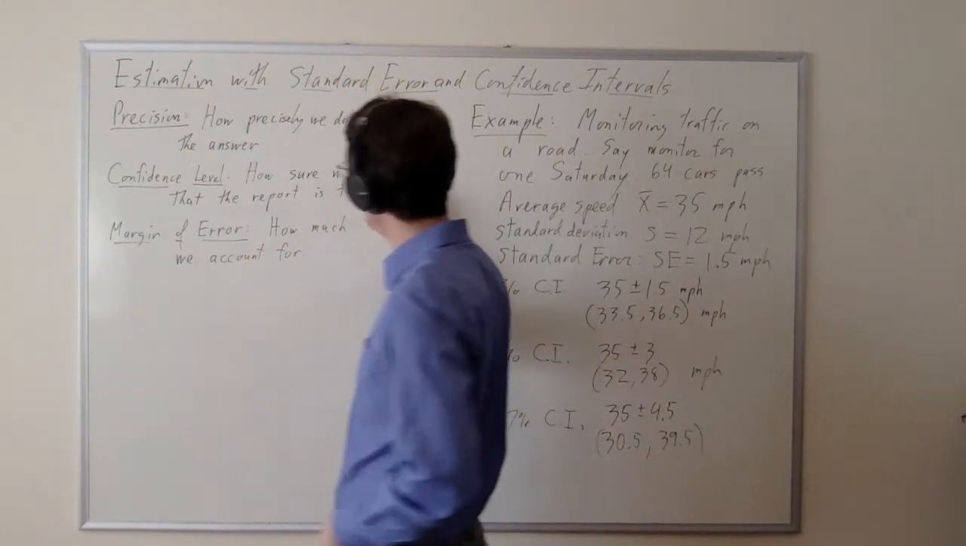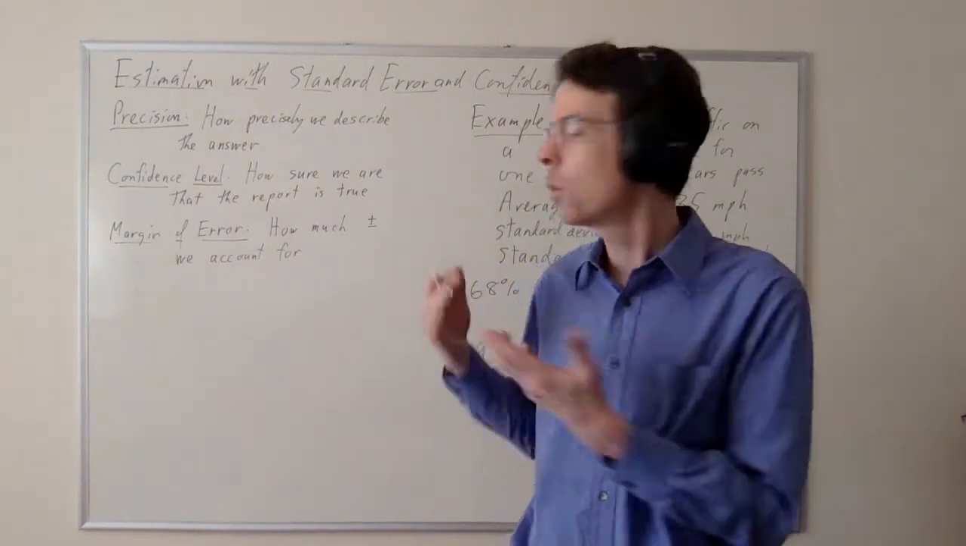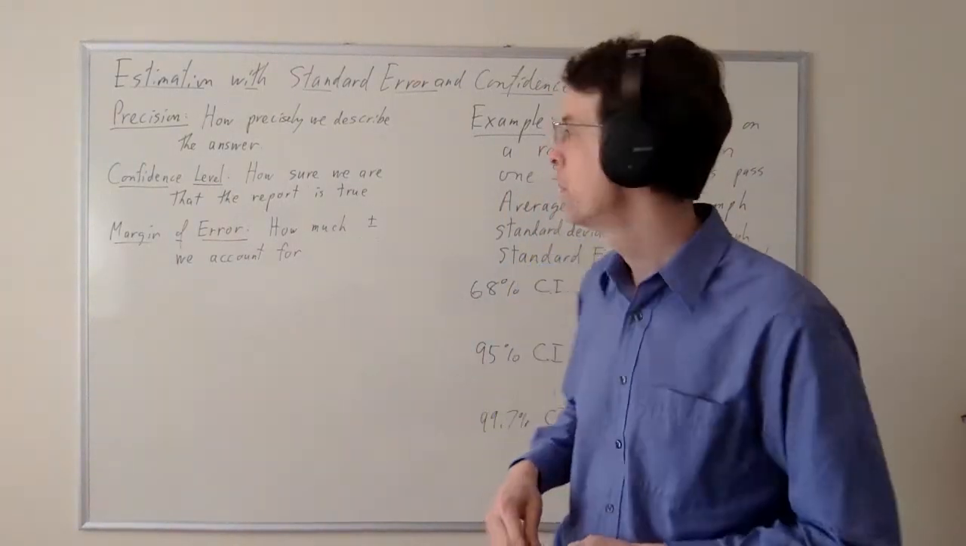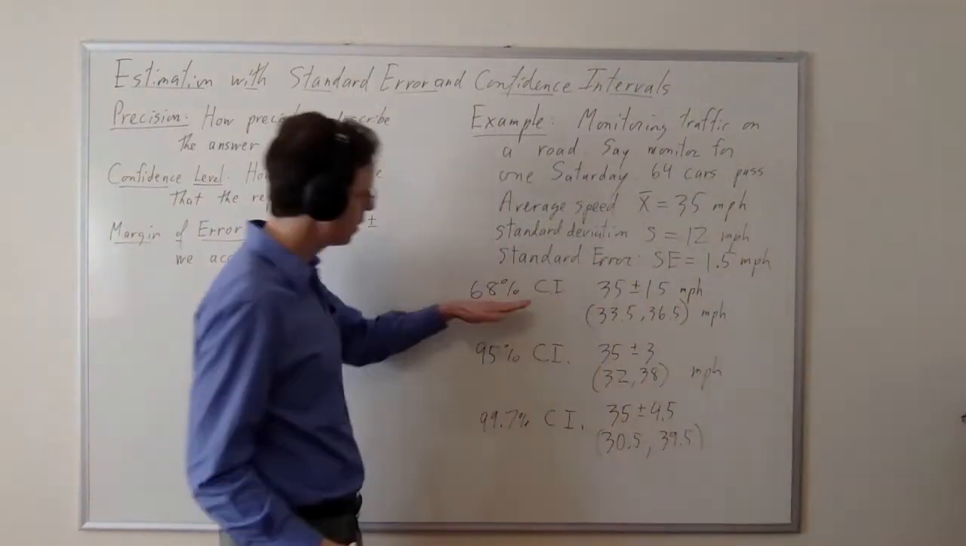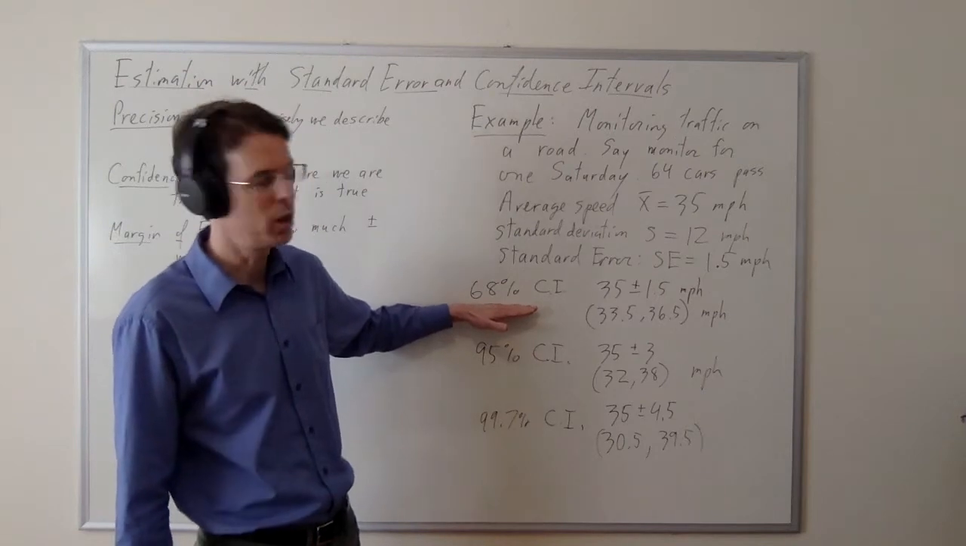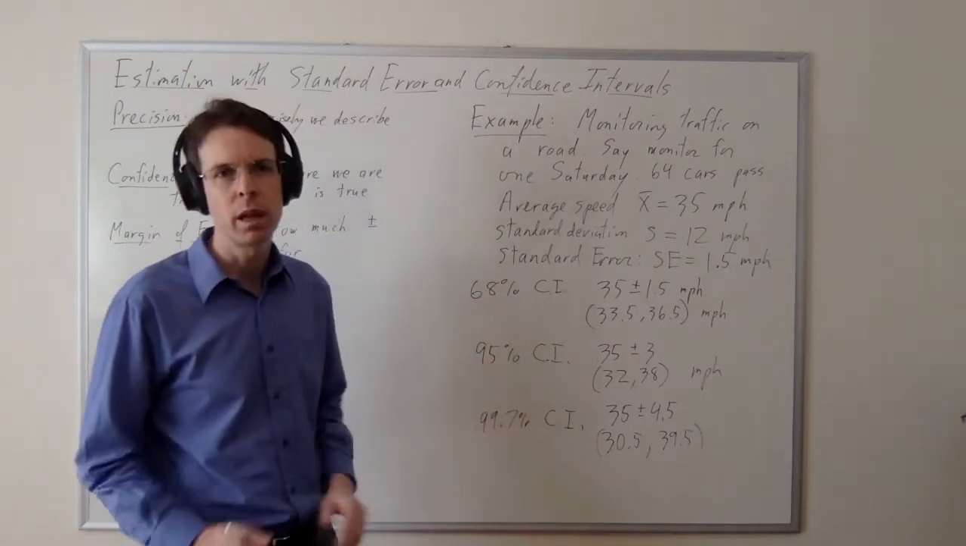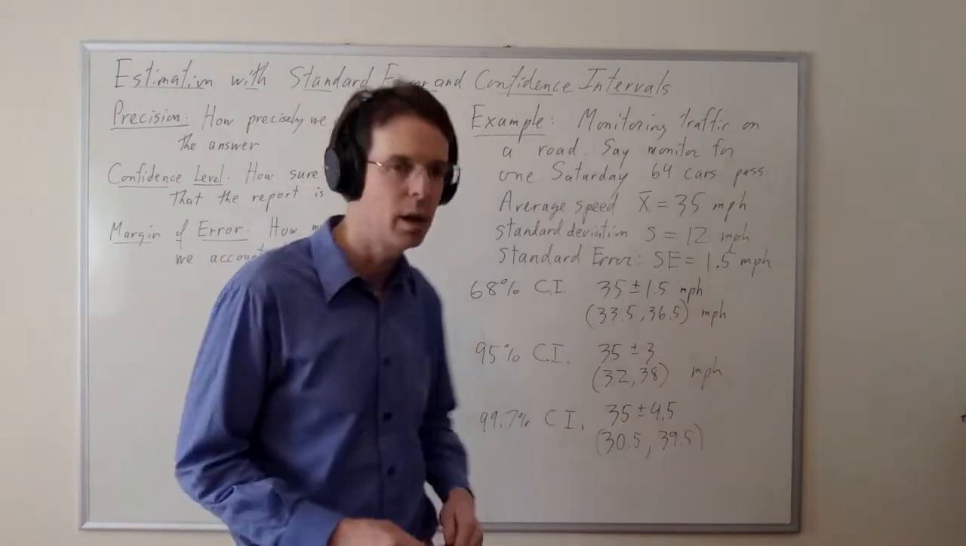The confidence level of the result tells how certain we are that the prediction that we're giving is actually true. You can see here that this one has a confidence level of 68%, which is not very good. This one is 95%, which is pretty standard. And this one is excellent at 99.7%.